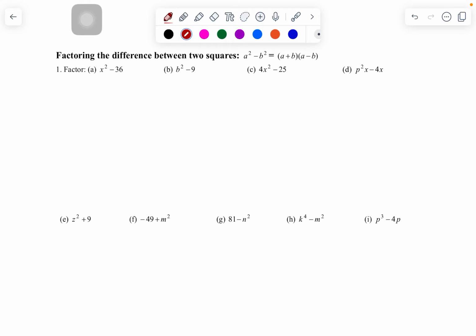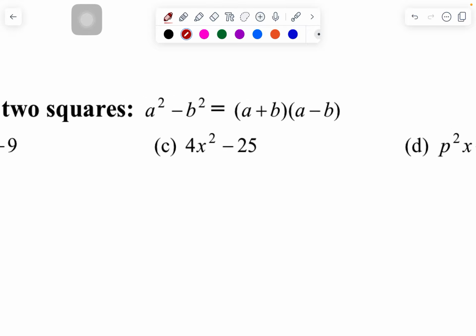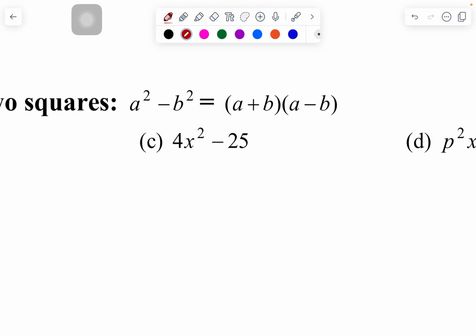So this will be the second video for Notes 19, and we're dealing with still more factoring, but this time we're talking about factoring the difference between two squares. The basic idea is that you have two quantities that can be written as something squared and something squared. The mathematical word for difference means that we are subtracting. So it is the difference, the subtraction of two perfect squares.